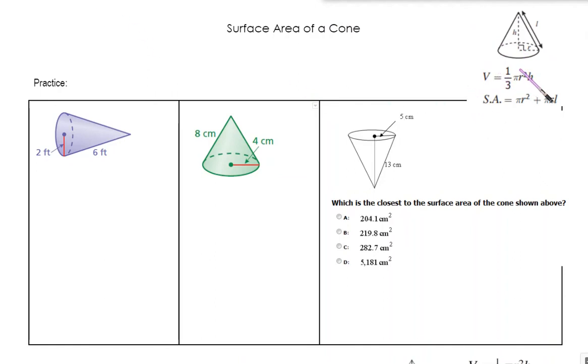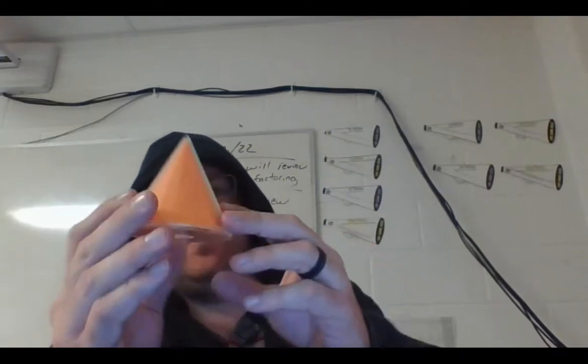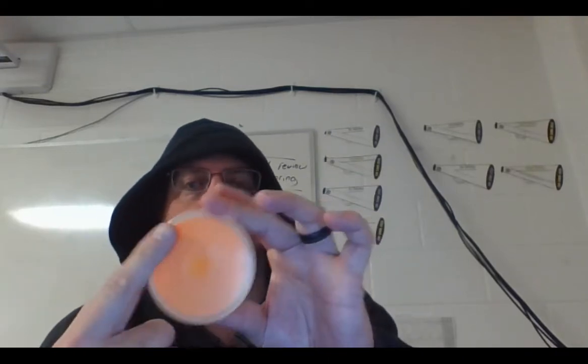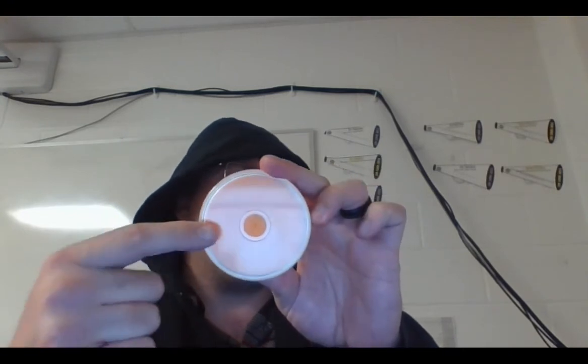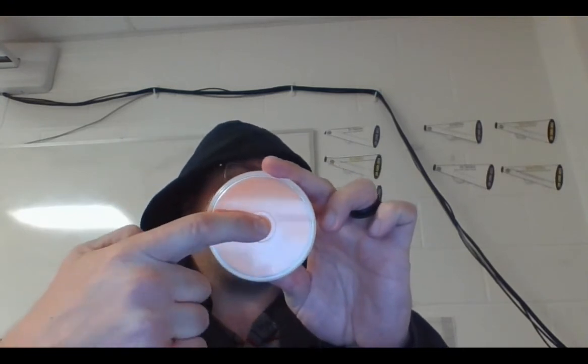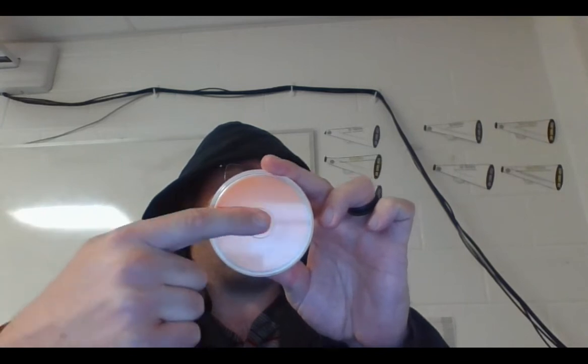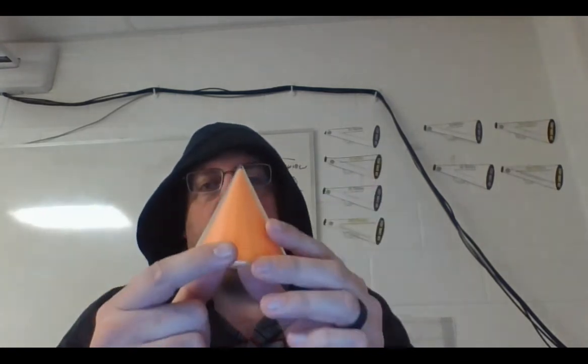Okay, so some things you might need to know for cones. One thing you definitely need to know is the radius. All cones have a circle on the bottom, that's the base. So here's a cone, and if I'm looking at this cone, I see that the bottom is a circle. The radius would be halfway through the circle to the edge of the circle. That's the radius.